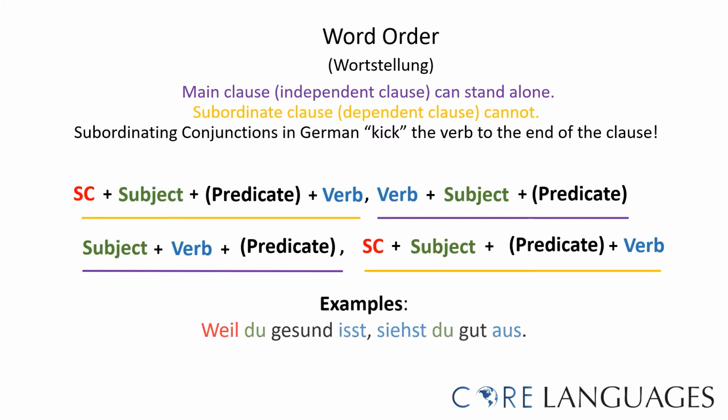Here are some examples. Weil du gesund ist, siehst du gut aus. Because you're eating healthy, you look good. But I could also say, du siehst gut aus, weil du gesund ist. You look good because you're eating healthy.